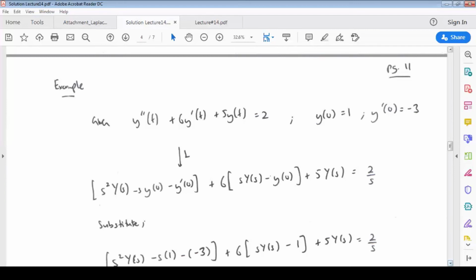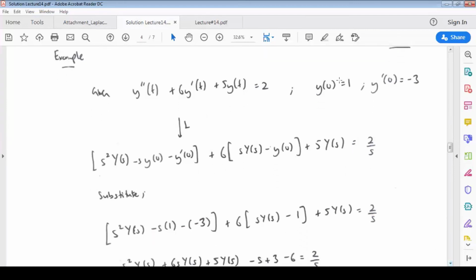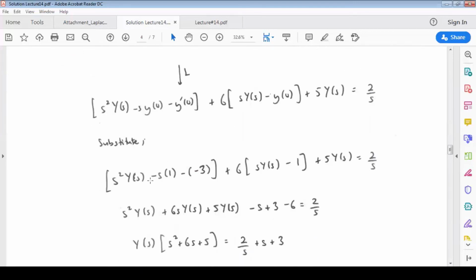Okay, so next we're going to substitute all the values given, which is y(0) equals 1, y'(0) equals negative 3. We're going to substitute these two values in these equations. So we are supposed to get this: y(0) is 1, y'(0) is negative 3, y(0) is 1. So we're going to rework these equations.